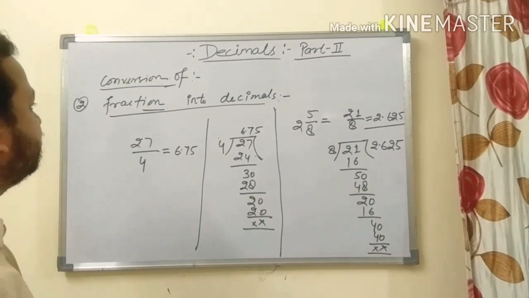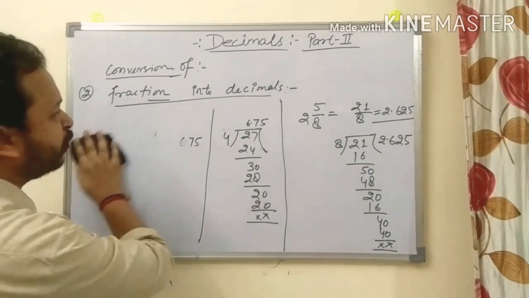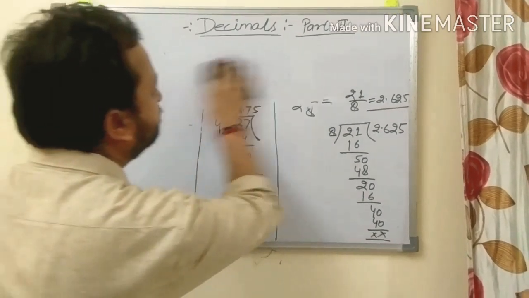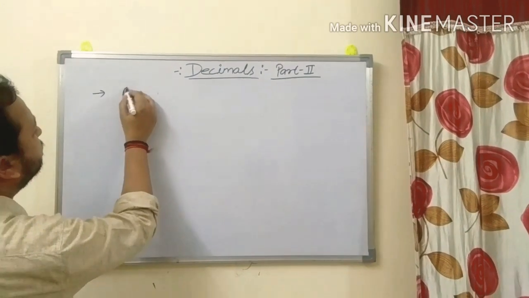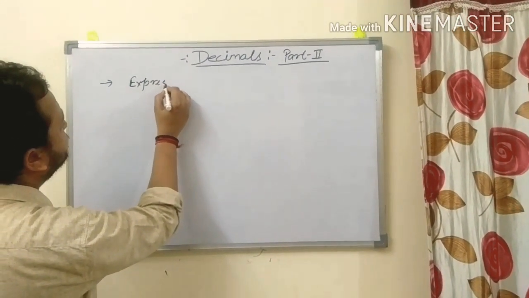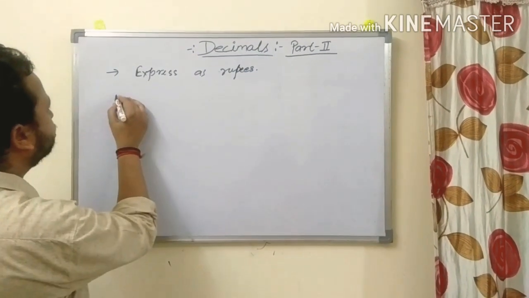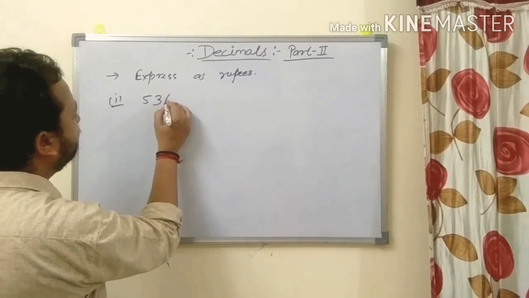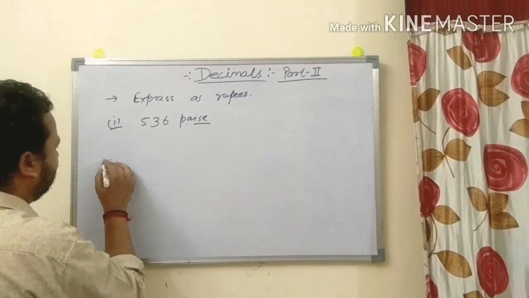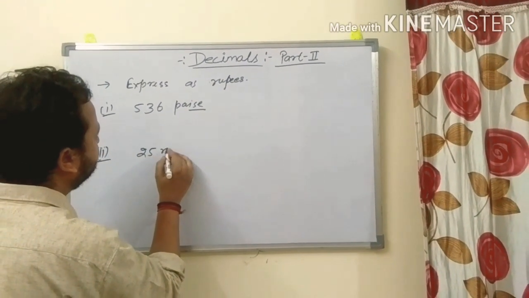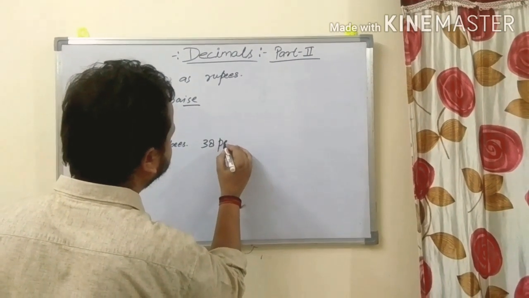So this is the method of conversion of fraction into decimals. Let's discuss some questions. So the question is, express as rupees, right? Suppose the first part is given as 536 paise, and the second part is given as 25 rupees 38 paise.